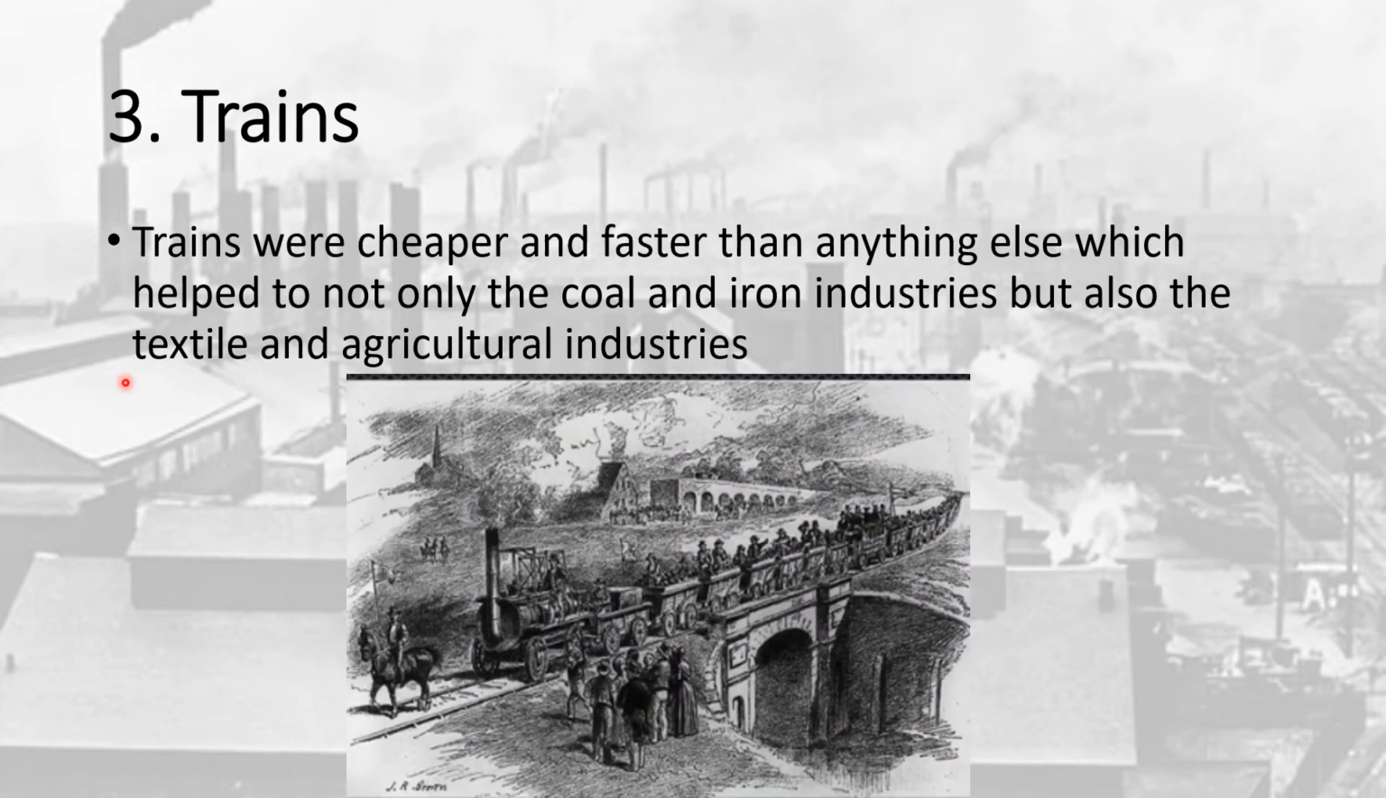Now, these trains were not only faster, but they were also cheaper than any other form of transport, and it helped to transport not only coal and iron, but it also helped the textile and agricultural industries. So, if you had to transport food from one side of the country to the next, or if you had to transport cotton or different materials, it could be transported by these new fast rockets or locomotives, as they were called at the time.